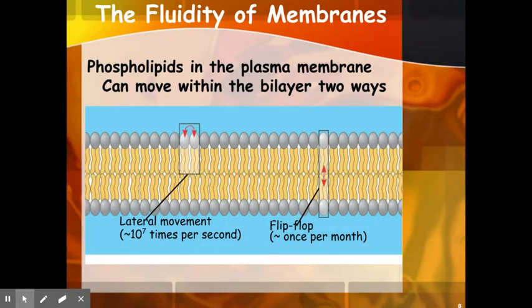So, about how often does that happen? Well, laterally, so side to side, it happens all the time. You can see 10 to the 7th times per second, so an incredibly high amount of times. But flip-flopping, meaning going inside to outside, that happens rarely, but does happen about once per month. Now, what influences this? Several things, including temperature. Temperature is probably the most important one, and the cell membrane is much less fluid at a colder temperature.